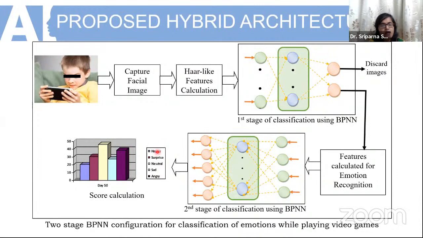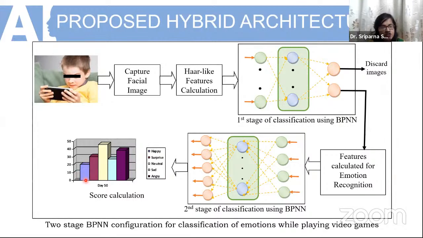Based on that, a score can be calculated. For each day, we take the count of how many happy emotions are generated, how many surprise emotions are generated, as well as neutral, sad, and angry. For each day, we can create a bar chart which shows which emotions are generated and how many times on that particular day. For day number 50, this is the bar chart representation of the 5 emojis.